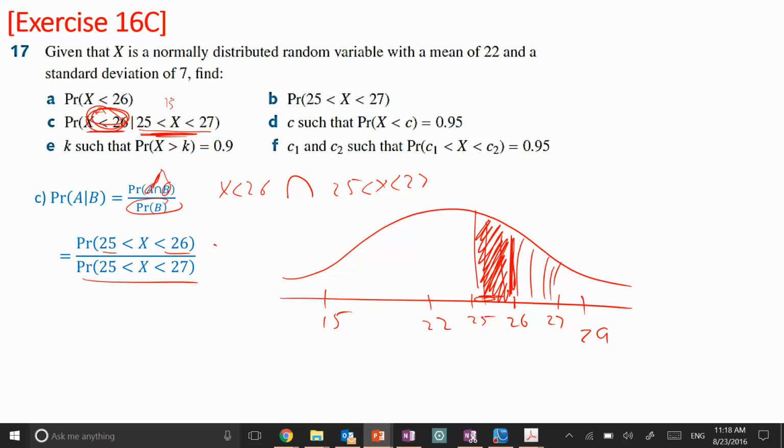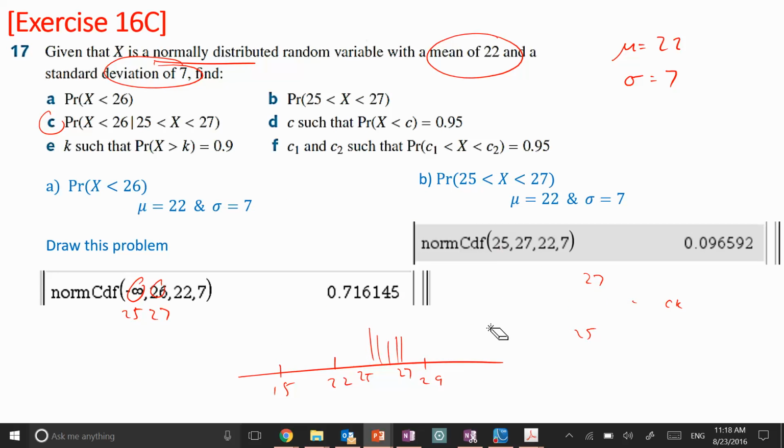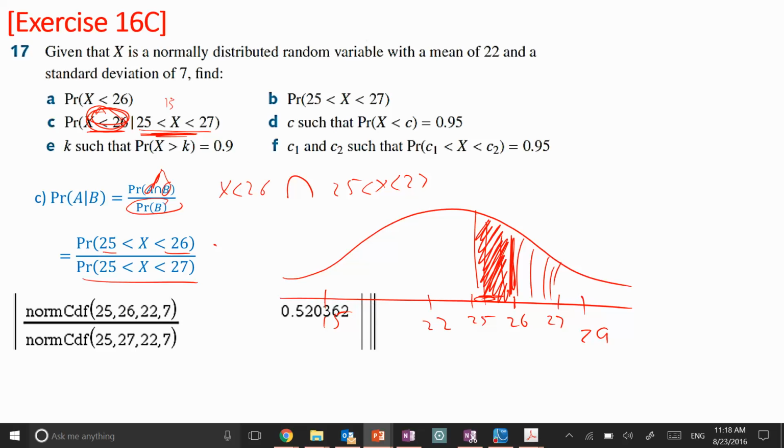This is still the same. Probability B is between 25 and 26. So if you understand that, plug it into your calculator. This is all you're doing: you're just saying, I want to find the area between 25 to 26, given the mean and standard deviation, and divided by what you already have, 25 to 27. Voila, 52%. Which makes sense, because if you look at my diagram, it does look about 52%.